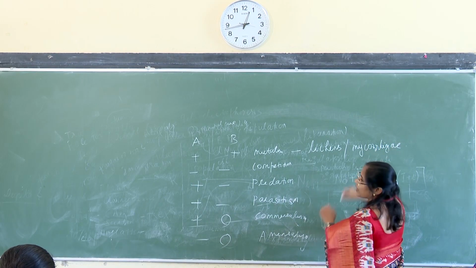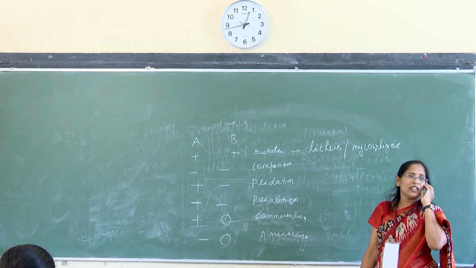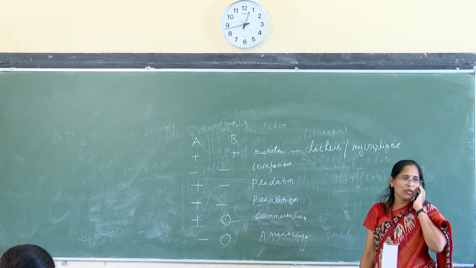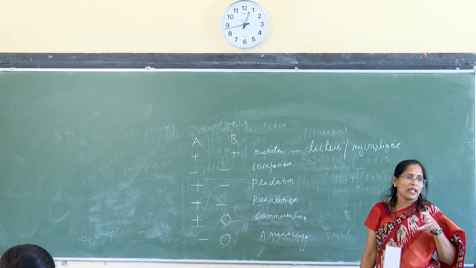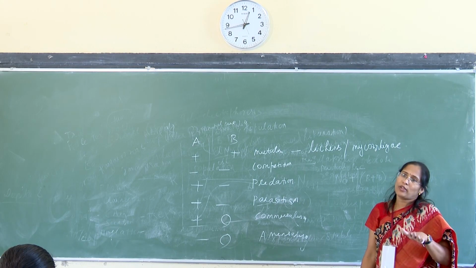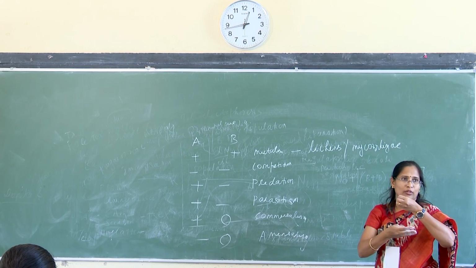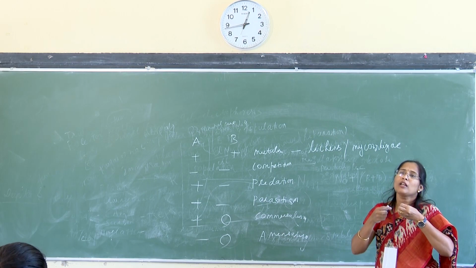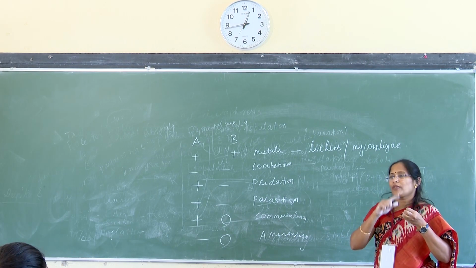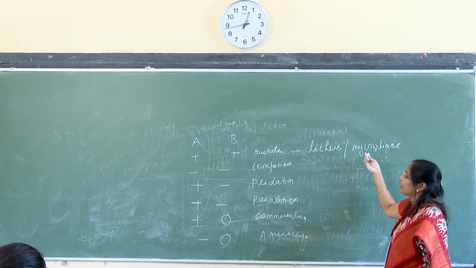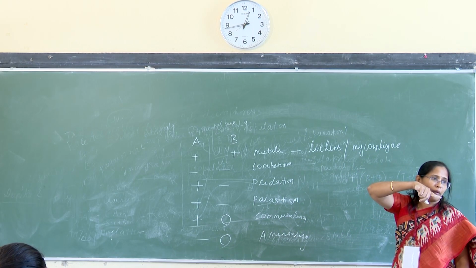Mycorrhizae. What is mycorrhizae? Fungi inhabiting the root of a plant. Mycorrhizal association can be ectomycorrhiza or endomycorrhiza. They can attach to the plant root from outside, or they can penetrate the roots of the plant and go in. Okay, other than that, what else?